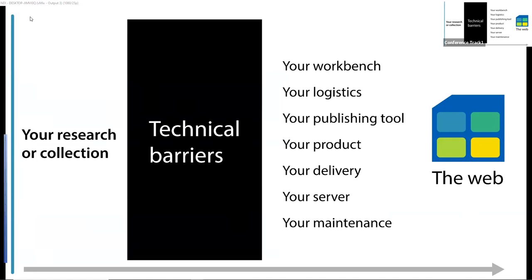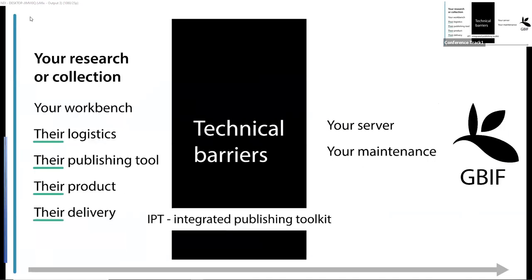So typically we break those technical barriers by using things like, for example, the Integrated Publishing Toolkit that comes from GBIF and their efforts. And in that case, we start to not have to manage things like logistics and publishing tools and products and delivery. That's all done by somebody else. We still have some things that we have to overcome technically, running a server, for example, in some cases, and maintaining that server, and also perhaps maintaining the software that's doing the digitization in this case.